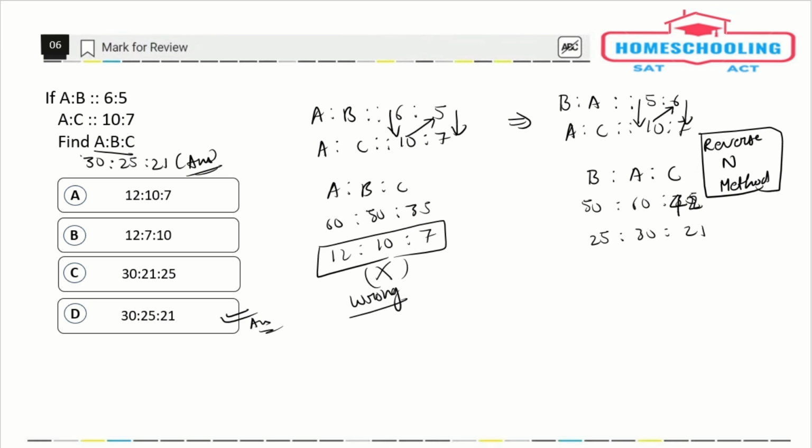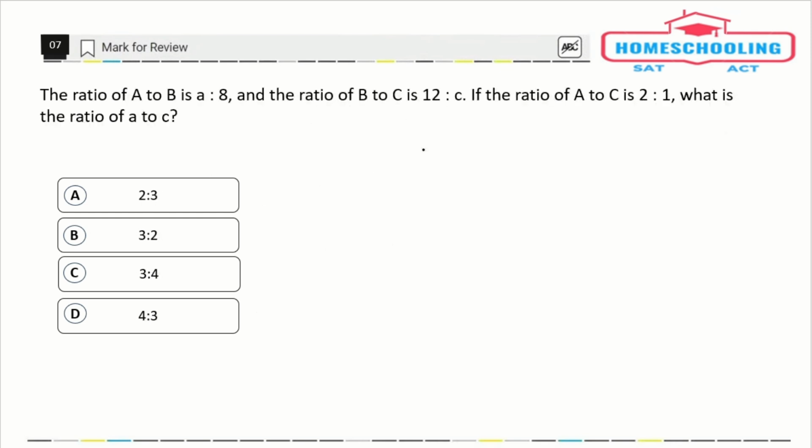Now moving to the next question. The question says that the ratio of A is to B is A is to 8, and the ratio of B to C is 12 is to C. If the ratio of A to C is 2 is to 1, what is the ratio of A to C? This one is a nice question. So let's put them like this.